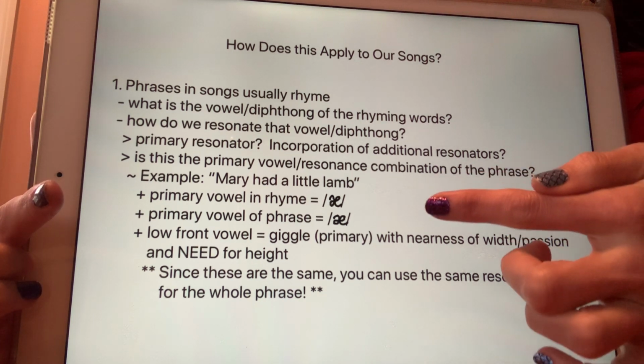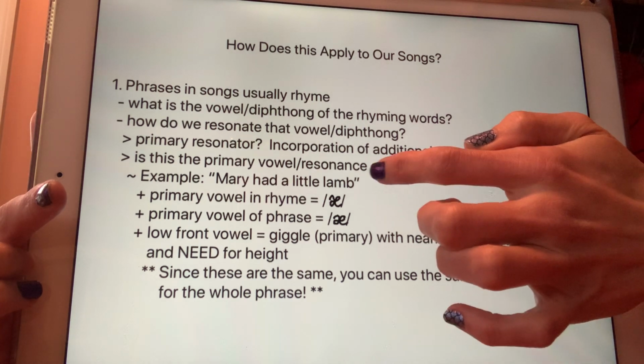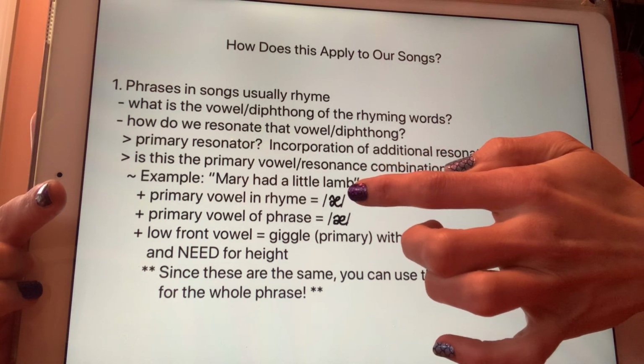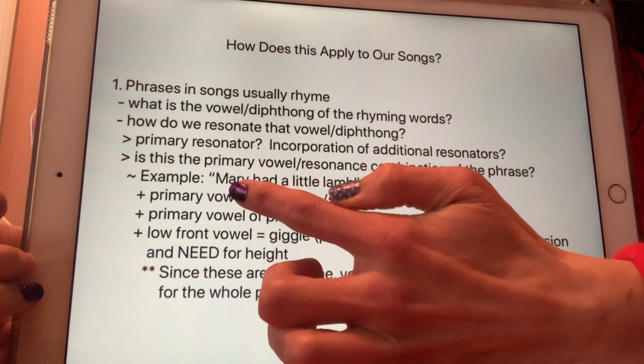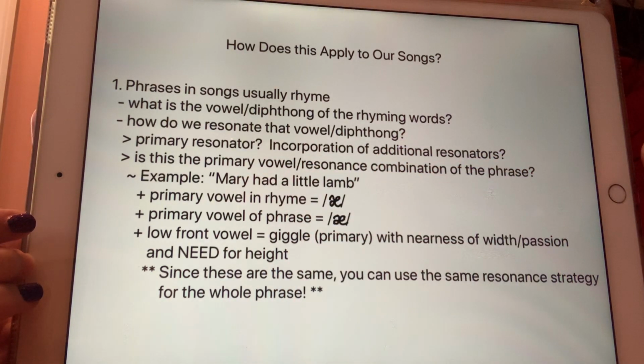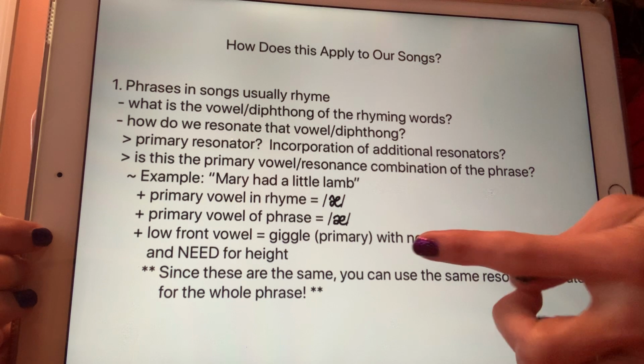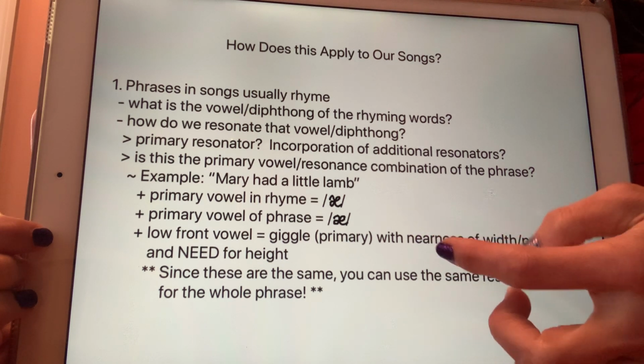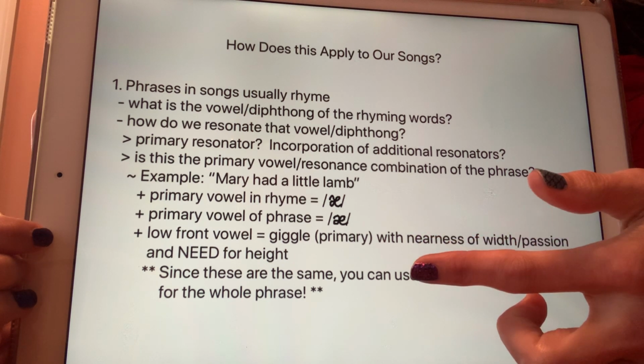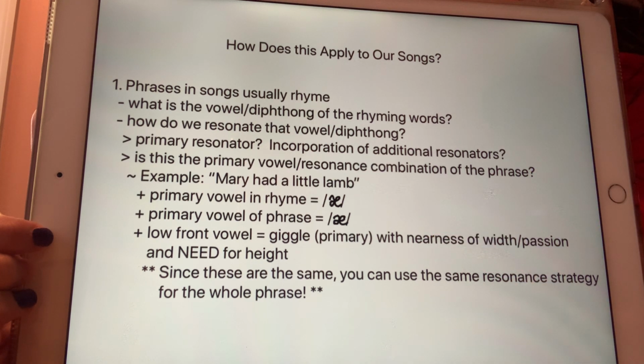So for example, Mary had a little lamb. The rhyme is on lamb, and that's an a vowel. But Mary had also rhymes, also a vowels. So the primary vowel throughout that phrase is an a vowel, which we know is a low or mid front vowel. So that's going to be in the giggle place, right? It's easy to put that in that kind of Wicked Witch of the West. Mary, Mary. Obviously, we don't want to sing it just like that, but it goes there most naturally.